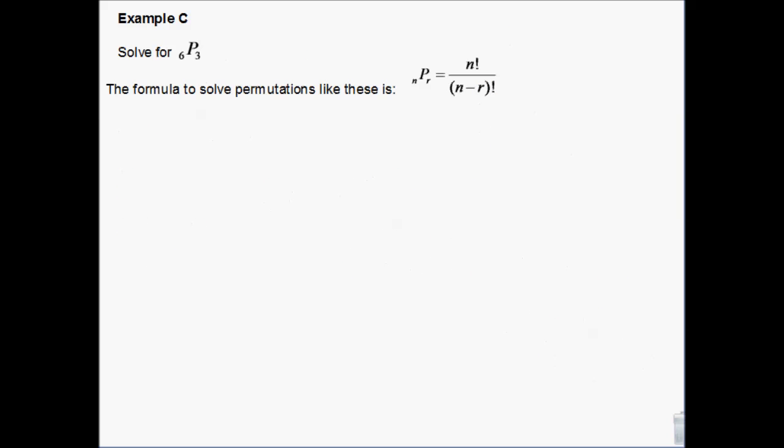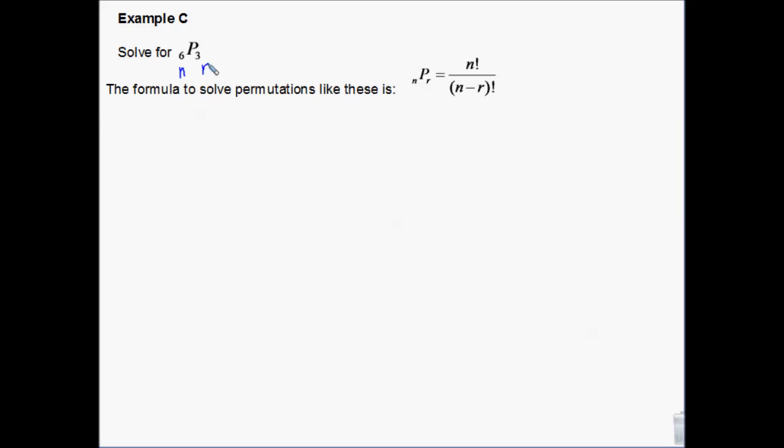Sometimes n and r are not going to match. The lottery, right? We have 53 numbers, but we're only going to use 6 of them. When that happens, we use this formula, where you take n factorial, the total number of possible objects, divided by n minus r factorial. Remember that this is n, this is r. They go alphabetically, n, r. So you're going to need this formula.